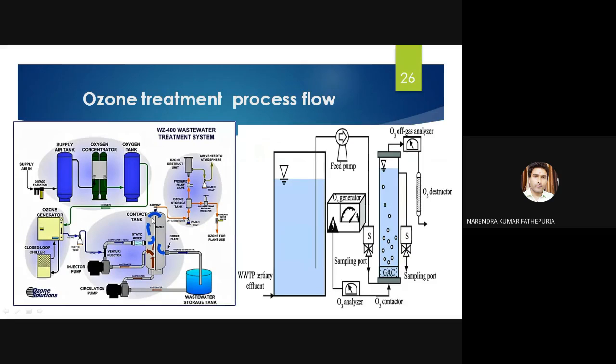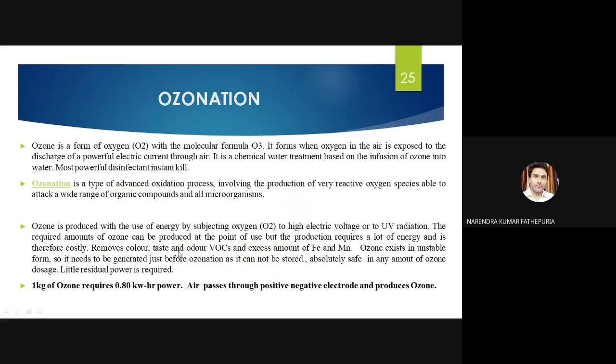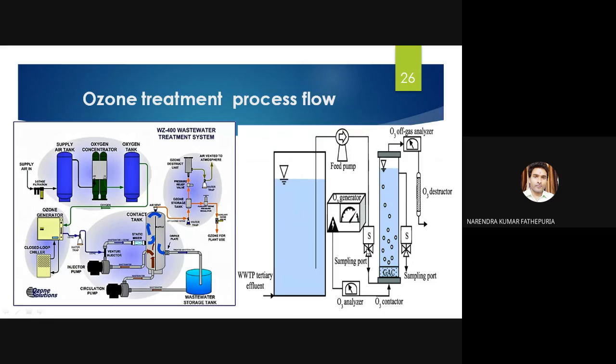You see, this is the ozone treatment process, how the ozone is forming. We'll go from the simplest one. The wastewater treatment plant effluent we are getting after secondary treatment, then ozonation we are providing for advanced disinfection purpose. As I told you, there are multiple functions. It removes color, taste, and odor, VOCs, and excess iron and manganese also. Besides removing all the microorganisms, bacteria, and pathogens, which is a separate function, along with this it helps in removing other impurities also.